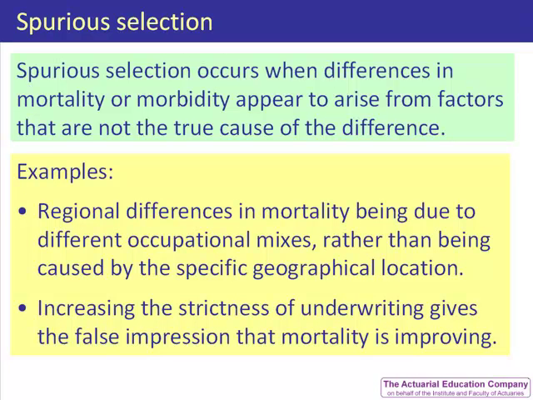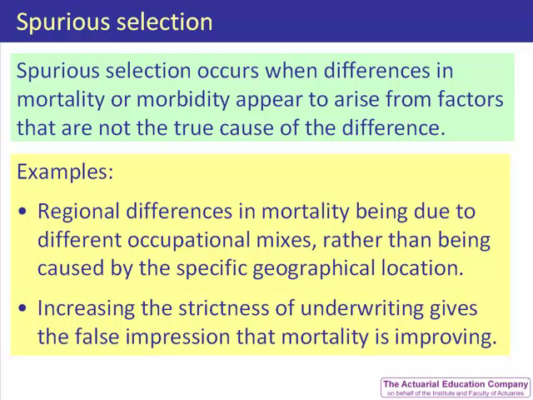For example, regional differences in mortality may be due to different occupational mixes between the regions, rather than being caused by the specific geographical location. If we attributed the mortality differences to the geographical location, instead of the true cause, occupation, this would be an example of spurious selection.